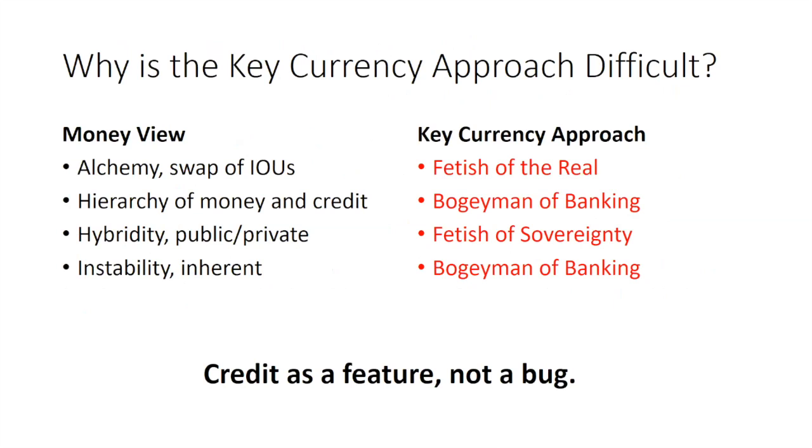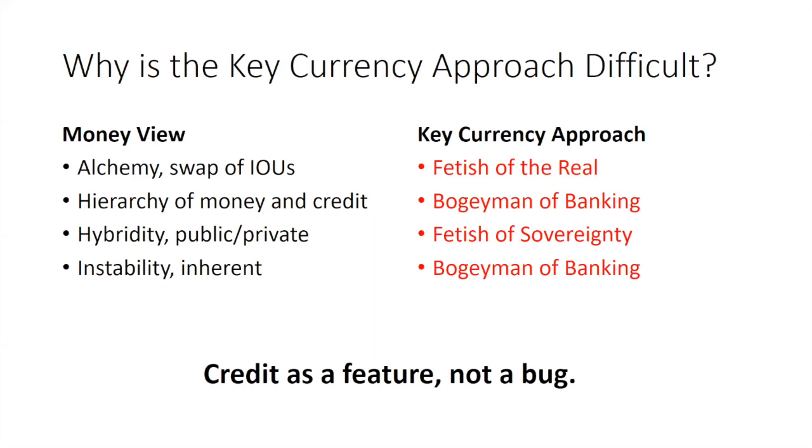So now I'm coming to the conclusion that I started with, and then I have three more slides. Why is the key currency approach difficult? Instead of saying why it is the minority approach, I'm now asking why it's difficult. So these four things on the left are what I've come to believe is why the money view is difficult. And these are things that, as we're learning the money view, we have to confront and become comfortable with.